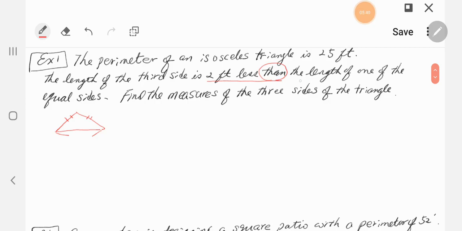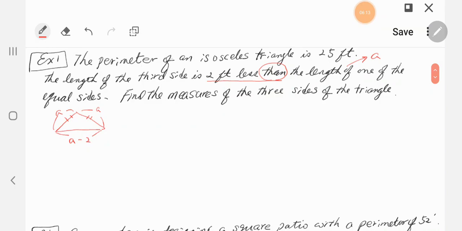So we will write the second part first. The third side is related to the length of one side of the equal sides. So let's say this is A. And the second side is the same as A, right? Because this is an isosceles triangle. So the third side is 2 feet less than the length of one side. So this third side is A minus 2.